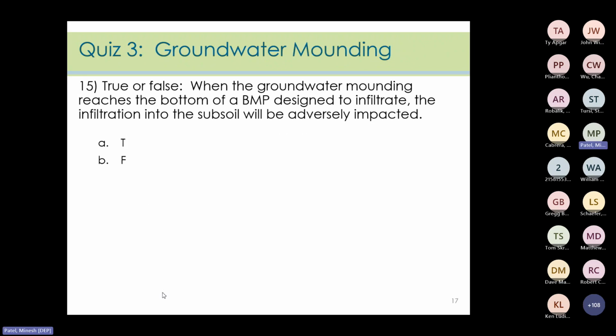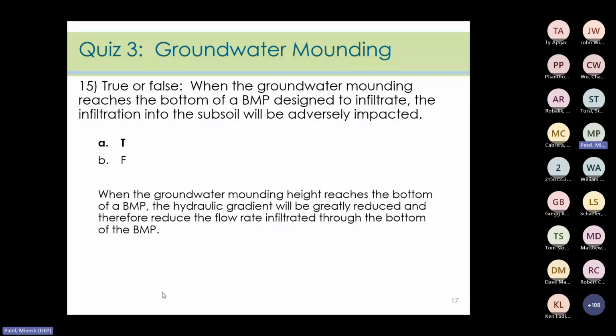Question 15, true or false? When the groundwater mounding reaches the bottom of the BMP designed to infiltrate, the infiltration into the subsoil would be adversely impacted. And the answer here is A, true. Yes, when the mounding reaches the bottom of an infiltrating BMP, the hydraulic gradient is going to be reduced significantly, and the flow rate infiltrated through the BMP is going to be reduced as well.